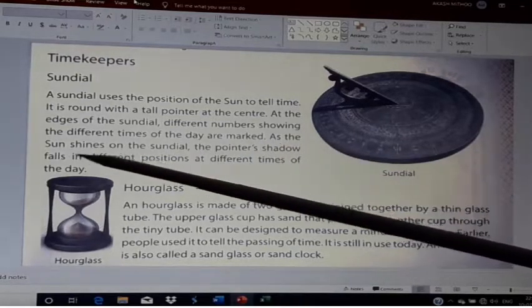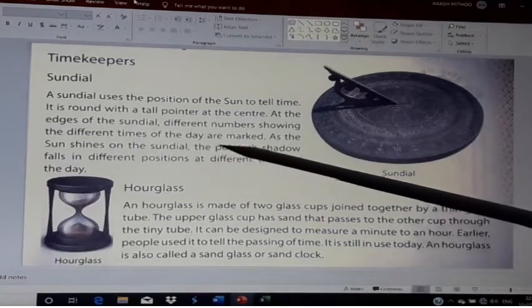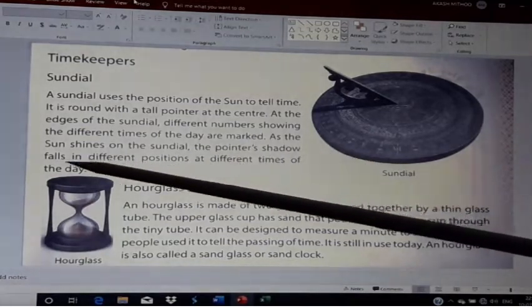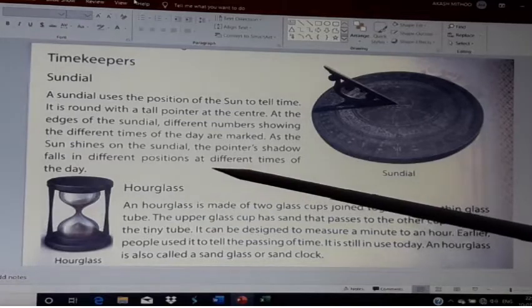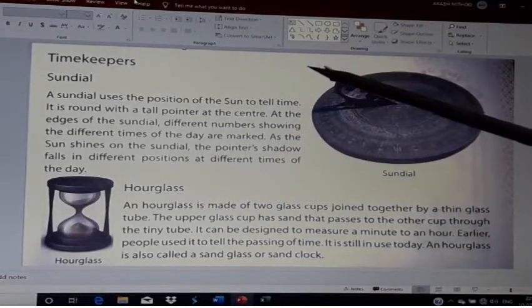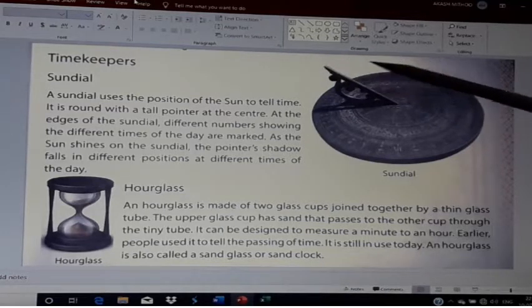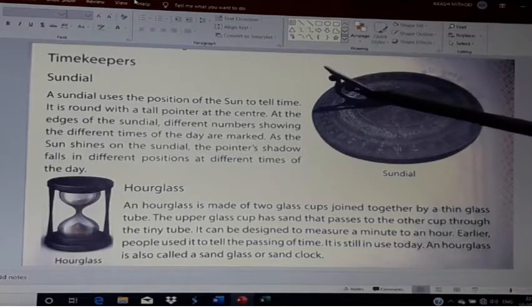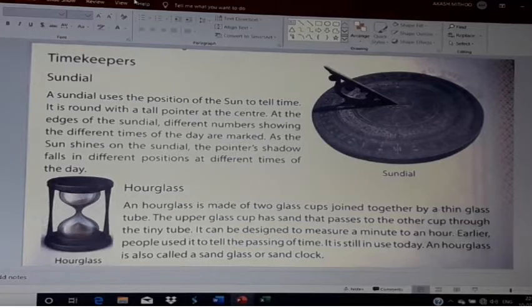As the sun shines on the sundial, the pointer's shadow falls in different positions at different times of the day. The pointer of the sundial is called a gnomon. It is a Greek word that means the one who knows. Children, Jantar Mantar in Jaipur is the world's largest sundial.